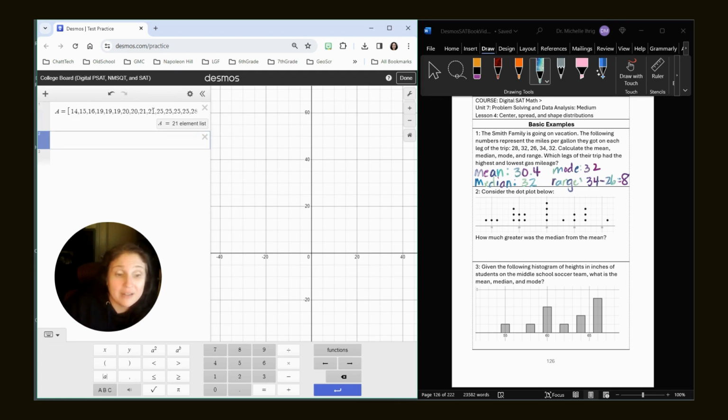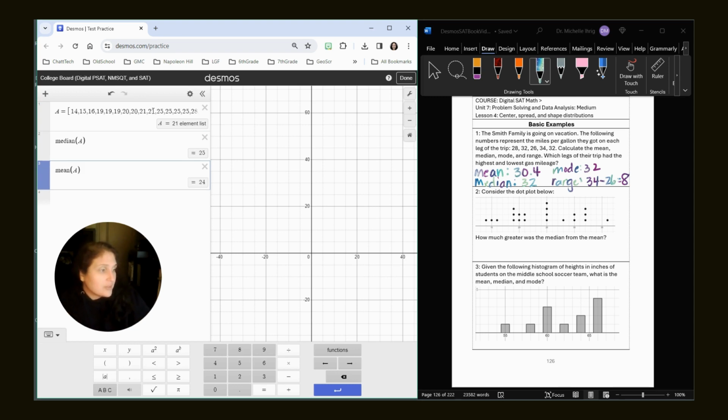Now we have our data, and it wants us to find the median and the mean. I'm going to type in median of A, which is 25. Our mean of A is 24. So how much greater was the median from the mean? Well, our mean is 24 and our median is 25. So it's 1 greater. I mean, it used to be so much harder. You just have to type it in.